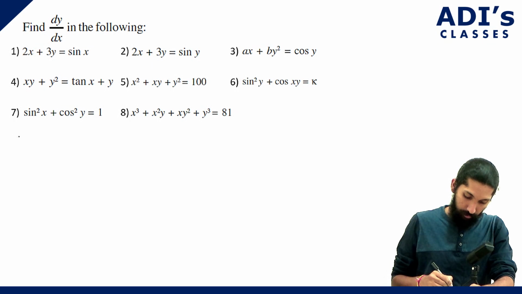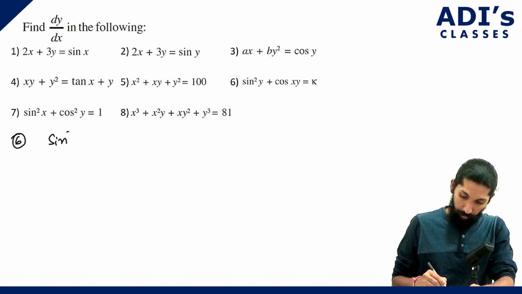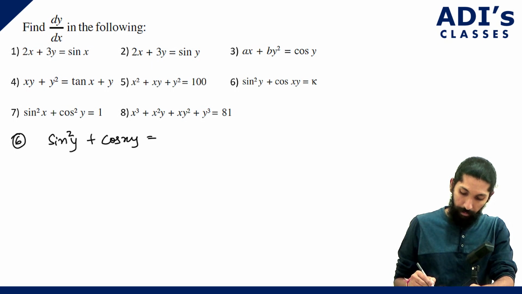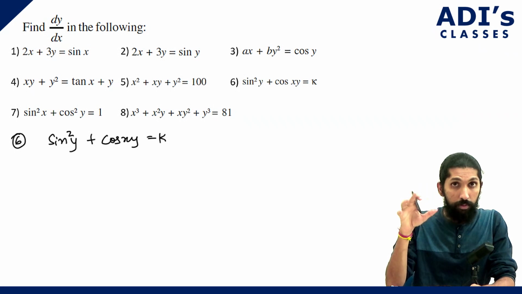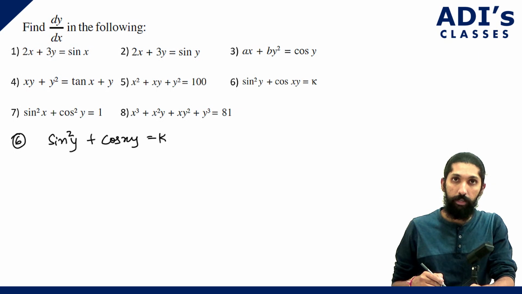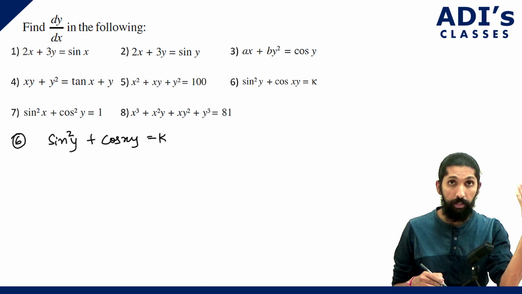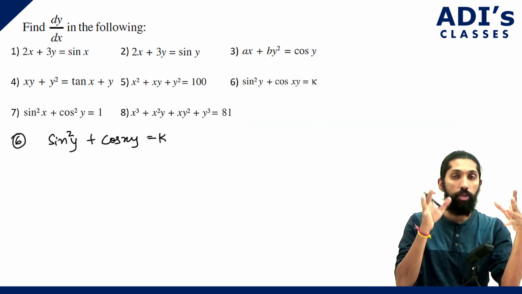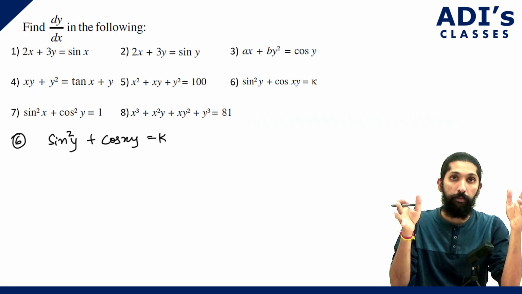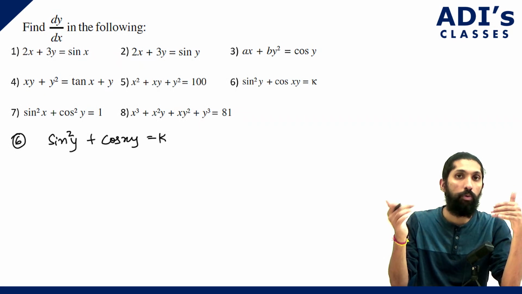For the sixth one, if you look at it, sine square y plus cos xy is equal to k. See, generally for constants, we use the symbol k, isn't it? Now, sine square y. Here you have to apply chain rule. That's what I was telling you in the beginning and even in all the videos. Chain rule is extremely important, okay, very important because almost every problem requires chain rule to go ahead.